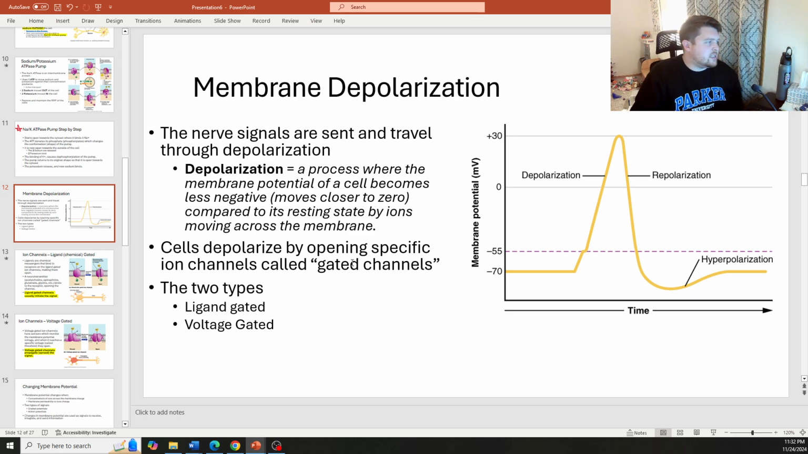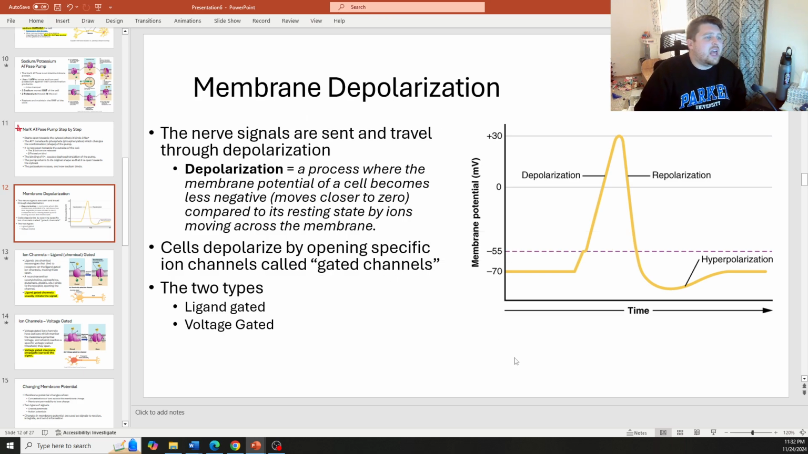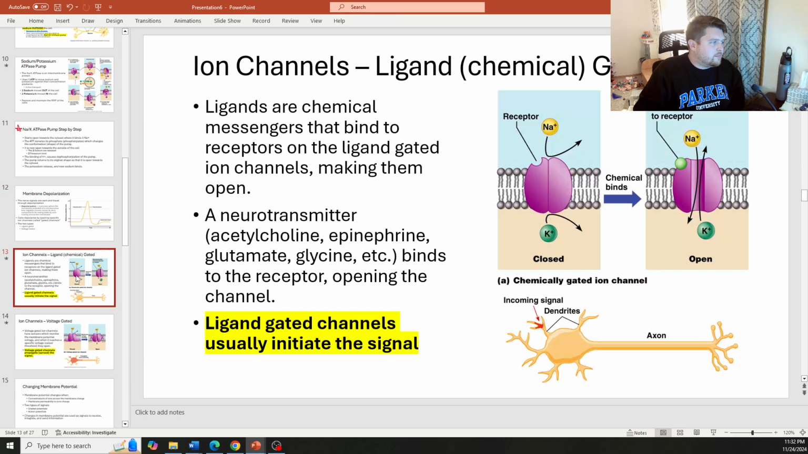And it does this thanks to those ion channels that we call gated channels. Gated channels, think of it like a gated community. They kind of have a security guard right there, and you have to meet specific conditions in order to enter the gated community. So some very specific things have to happen in order for that gate to open, for the things to go through. We have the ligand-gated and voltage-gated.